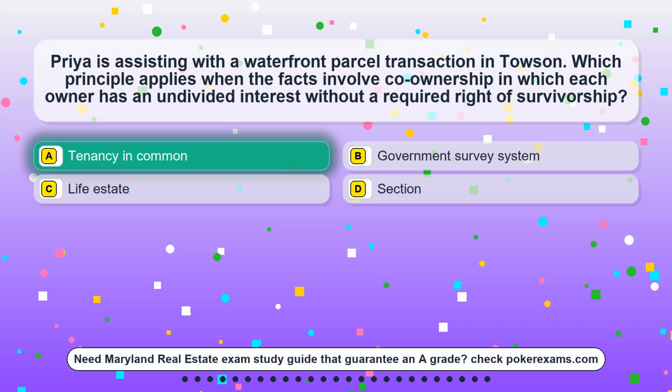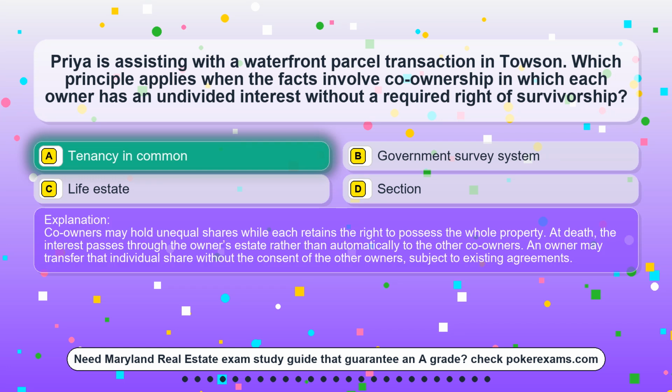The correct answer is option A, tenancy in common. Co-owners may hold unequal shares while each retains the right to possess the whole property. At death, the interest passes through the owner's estate rather than automatically to the other co-owners. An owner may transfer that individual share without the consent of the other owners, subject to existing agreements.